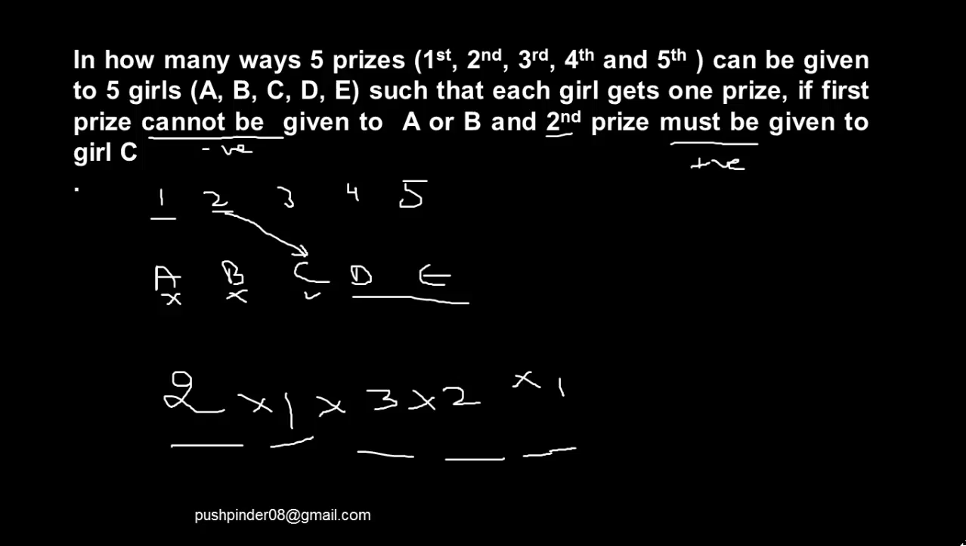So I hope everyone is understanding what I did here. I just went with the question. I satisfied the positive conditions first, then I satisfied the negative conditions, and then there was no condition left. The same number of chairs, the same number of girls. That is the factorial, right? So I hope everyone is understanding the question.